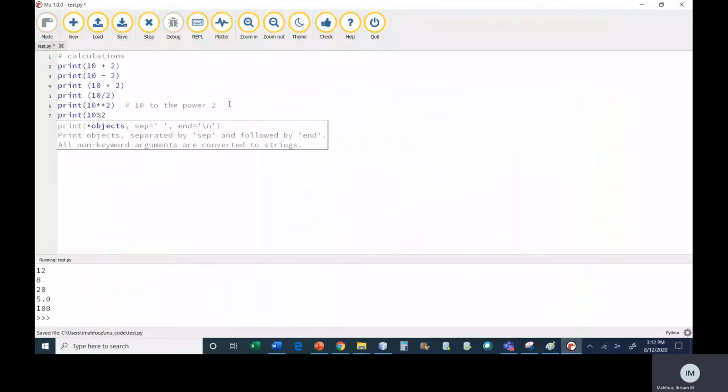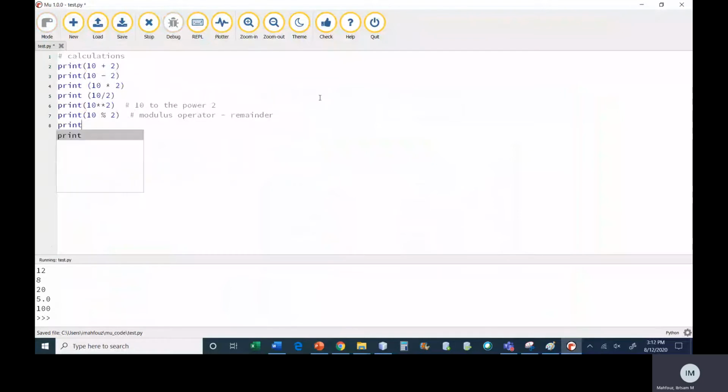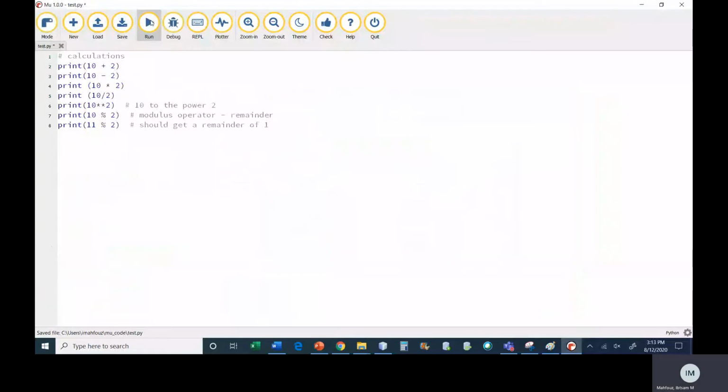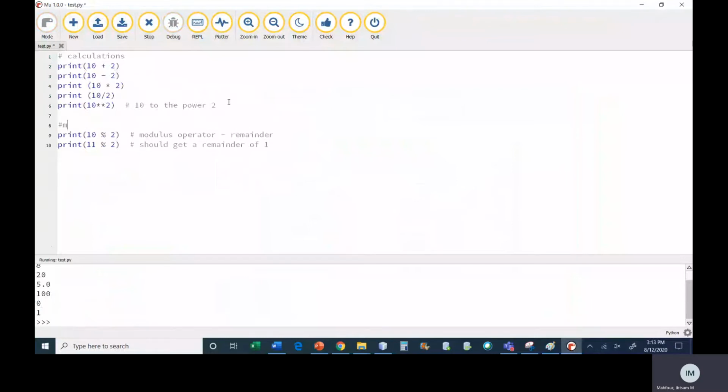That sign. And just let me put a space for you to be able to see it good. So this is the modulus operator. And this modulus operator gives you the remainder. So if I say print me 10 mod 2, I should get a remainder of 0 because 10 is divisible by 2. But if I say let me try 11 modulus 2, I should get a remainder of 1. Okay. So here the modulus operator gives us the remainder. So that's the modulus operator.